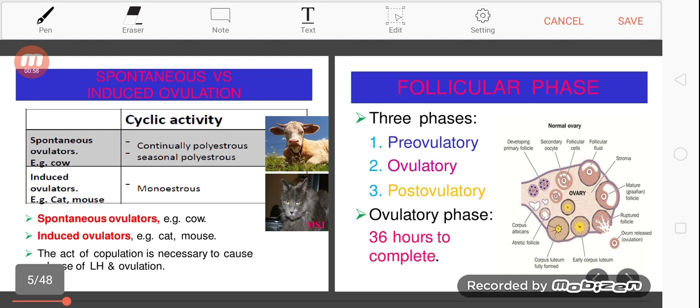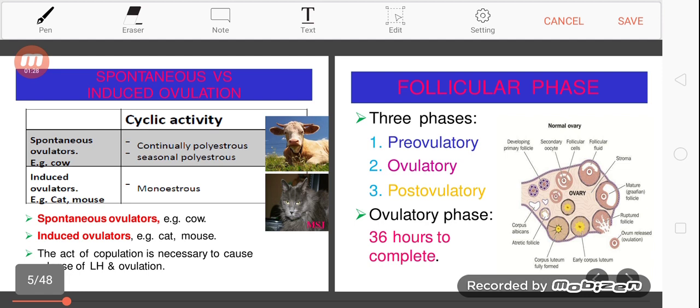Two types of ovulation: spontaneous and induced. Spontaneous ovulation occurs in women like us, and also in cows. Spontaneous ovulation does not need any outside factors or stimulus to cause the ovulation. The hormonal regulation itself will cause the event of ovulation to occur.